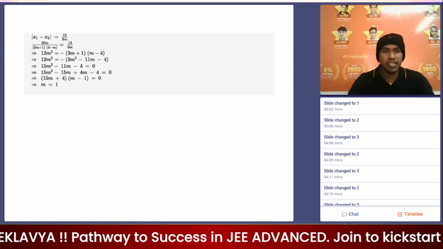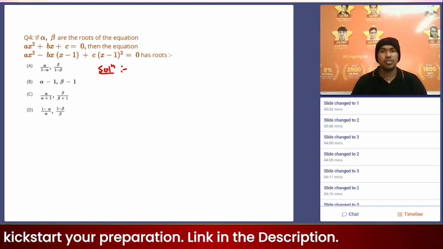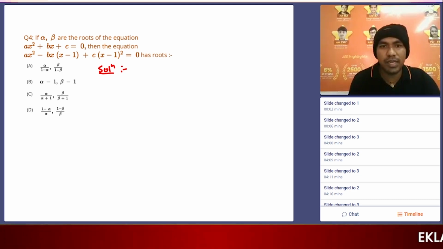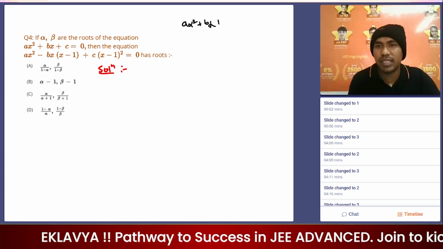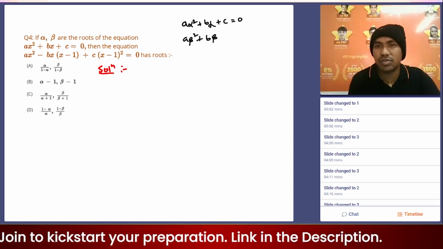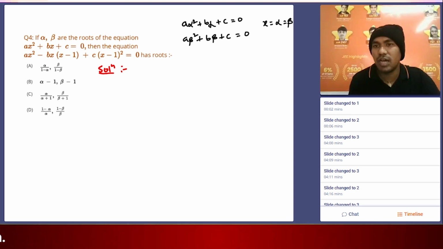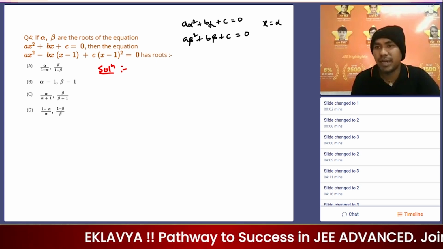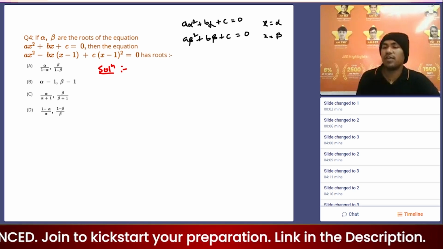Right. But the next question. If alpha, beta are the roots of the equation they mentioned, this is our equation, ax square plus bx plus c equals 0. If alpha, beta are roots, that means a alpha square plus b alpha plus c equals 0, and the same for a beta square plus b beta plus c equals 0, which means here x equals alpha and x equals beta as well.